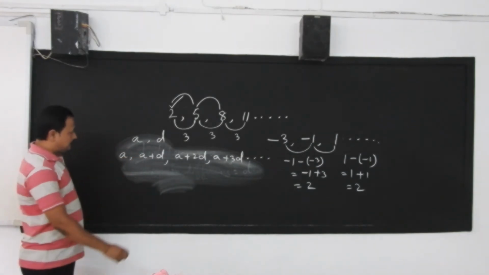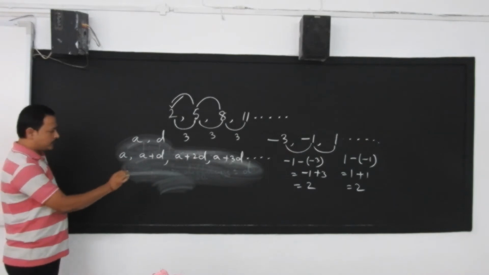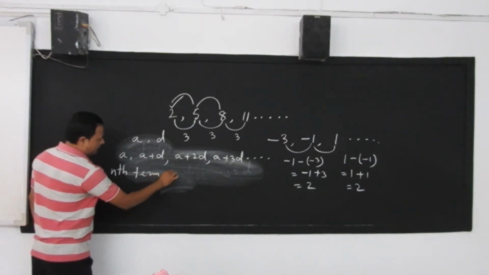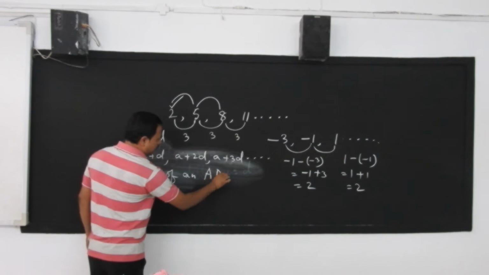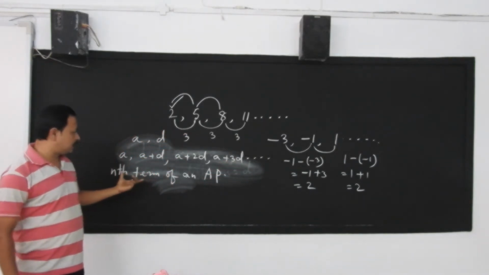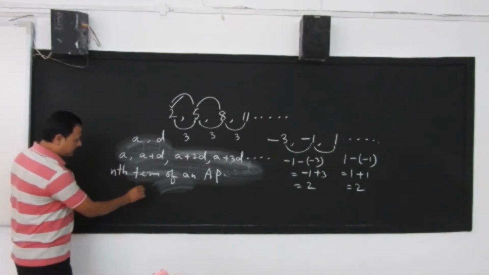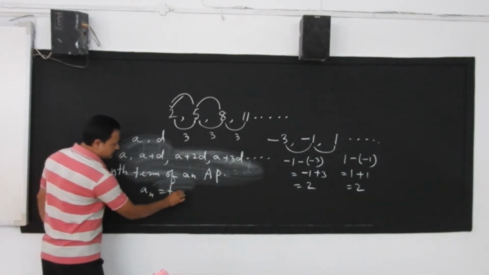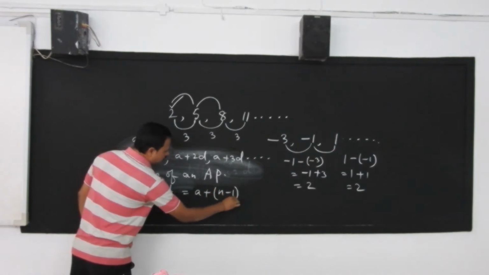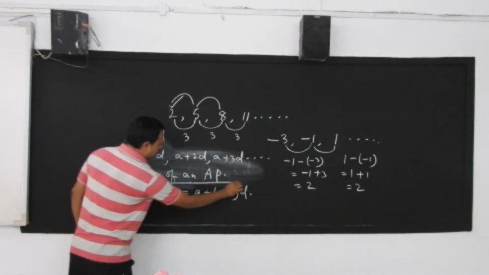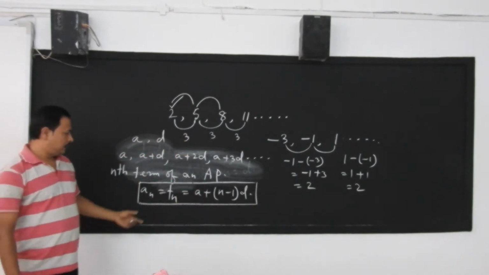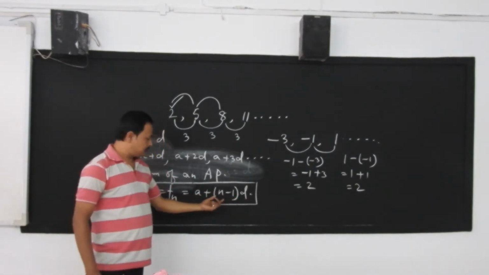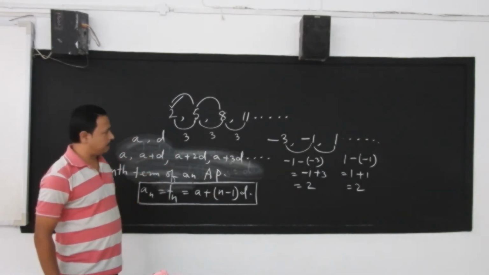Now the general term of an arithmetic progression means the nth term of an AP. How to find the nth term of an AP? The general term of an AP is denoted as an, or you can write Tn, is equal to a plus n minus 1 into d. This is the formula to find the nth term of an AP. Here a is the first term, d is the common difference, and n is the number of terms of that AP.